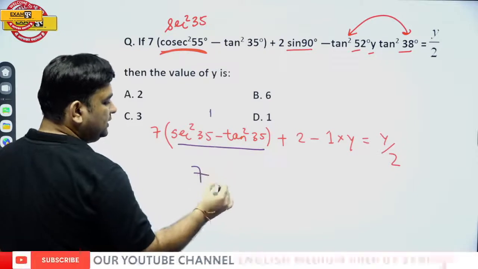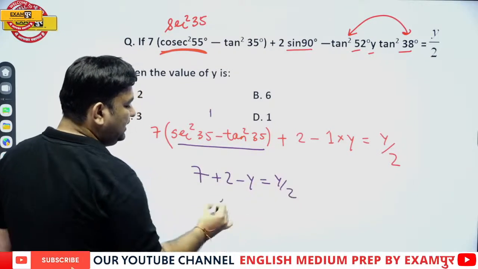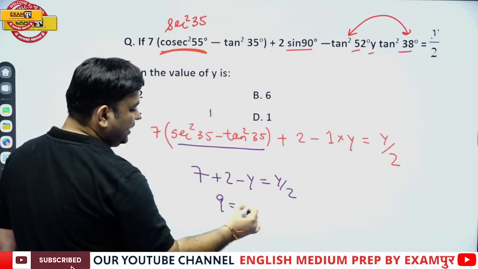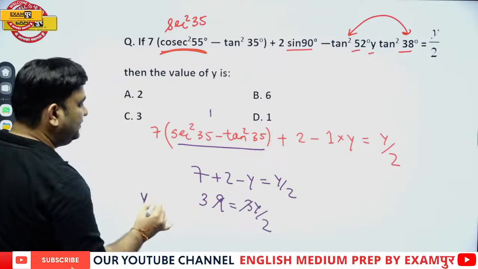It's equal to 1. 7 plus 2 minus y plus y by 2. 9 is equal to y plus y by 2, which is 3y by 2. 3 times y comes out to be 6.